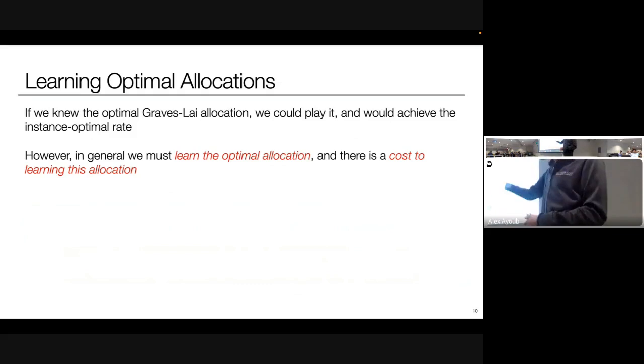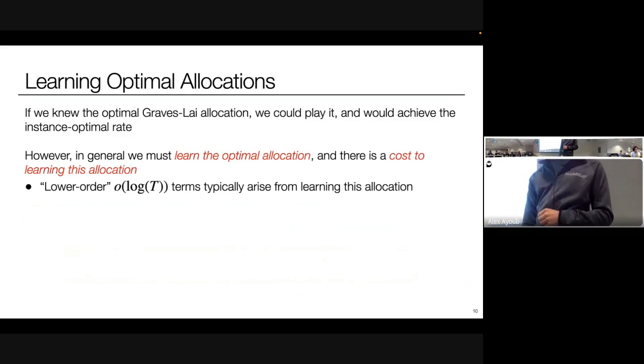And this applies in this example I just showed you, but it also applies more broadly. If you look at what's going on with this Graves and Lai thing, it's really quantifying this oracle, right? But we don't know what the oracle allocation is. And if you look at the analyses for existing algorithms, these lower order O of log T terms, in some sense, correspond to roughly learning this allocation. They do some exploration to figure out what the right pulls are for the Graves and Lai allocation, and then they play the Graves and Lai allocation. So these algorithms, whose complexity scales with the size of pi, do some very uniform exploration where they pull every decision some constant number of times, and then they use that to learn the optimal allocation.